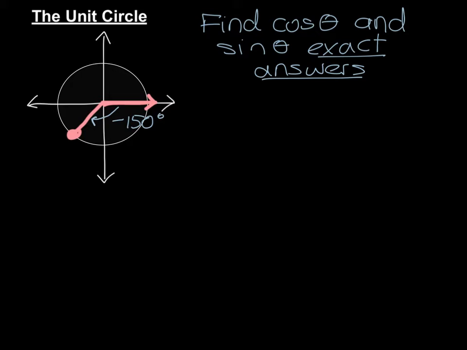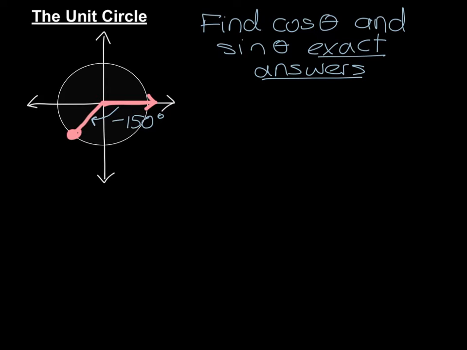First of all, we should know that this is the initial side of the angle and this is the terminal side. If it's opening counterclockwise, it'll be a positive angle measure. If it's opening clockwise, it'll be a negative angle measure. So here we have an angle that is opening clockwise, so it's a negative 150 degrees.